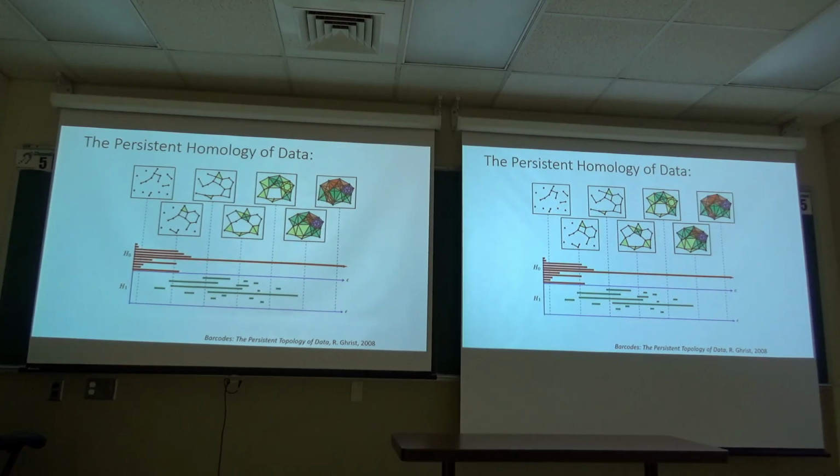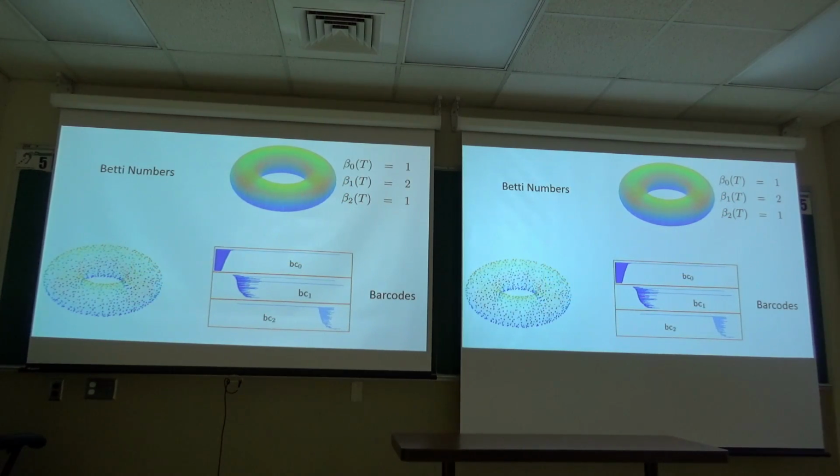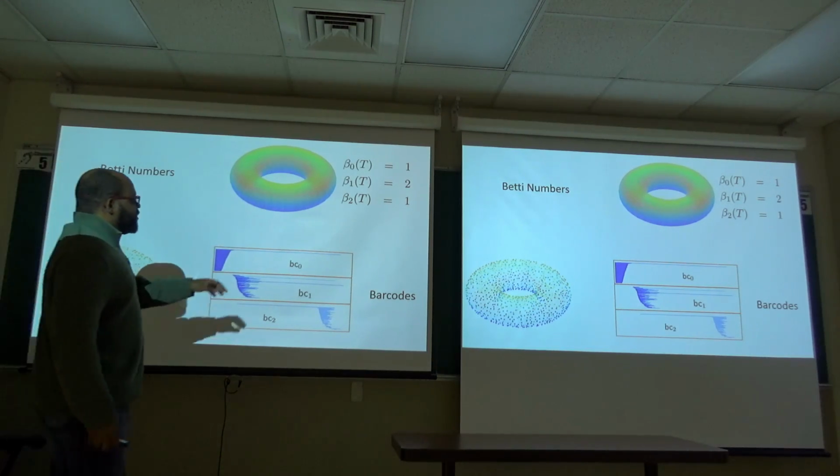This is called persistent homology, and it's a tool that is widely used in applications of topology to the analysis of data sets. So going back to our torus, the surface of a donut, or another way to see it is S1 cross S1. Here are the Betti numbers, as we said before.